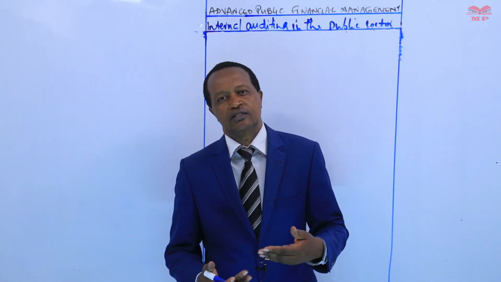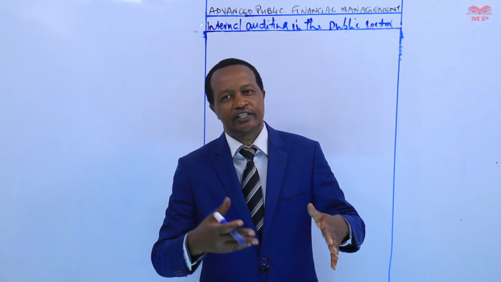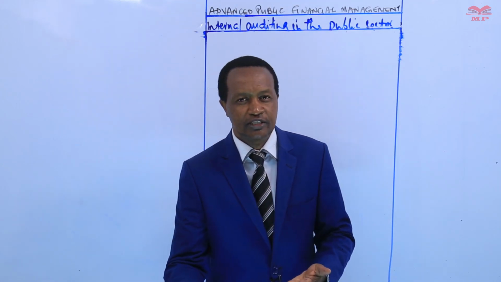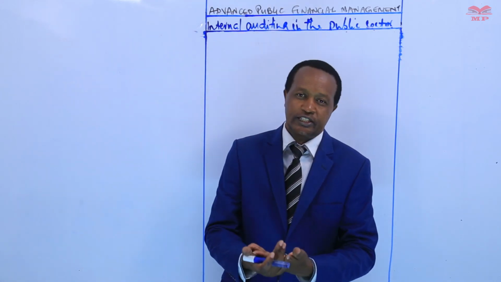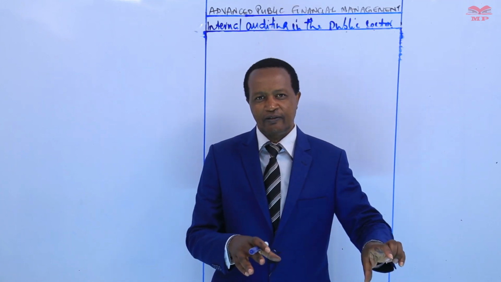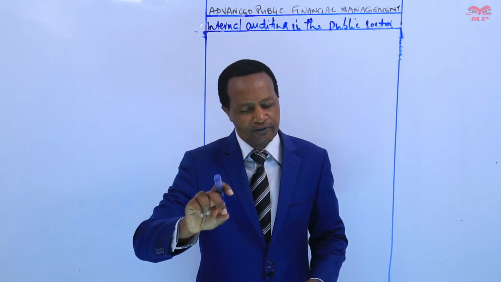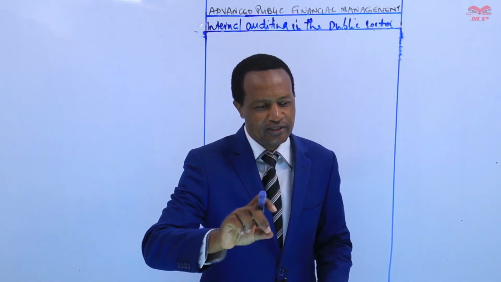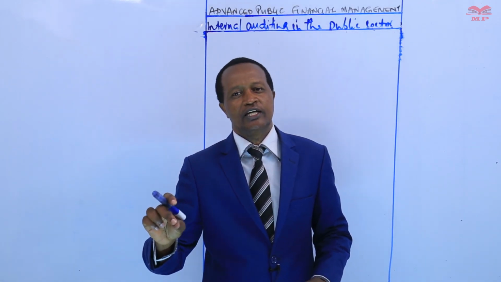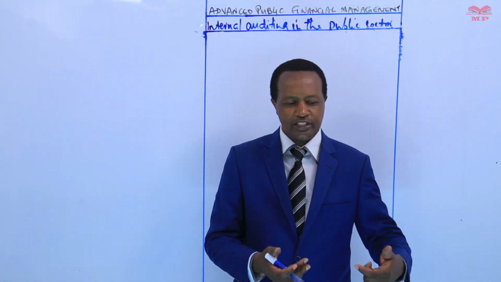And this is achieved by evaluating and reporting on the effectiveness of internal control systems, risk management framework, and governance processes. So internal auditors assess whether public entities are utilizing resources effectively and efficiently. They assess whether they are complying with relevant laws, regulations, and procedures, and working towards the achievement of their mandates and strategic objectives.